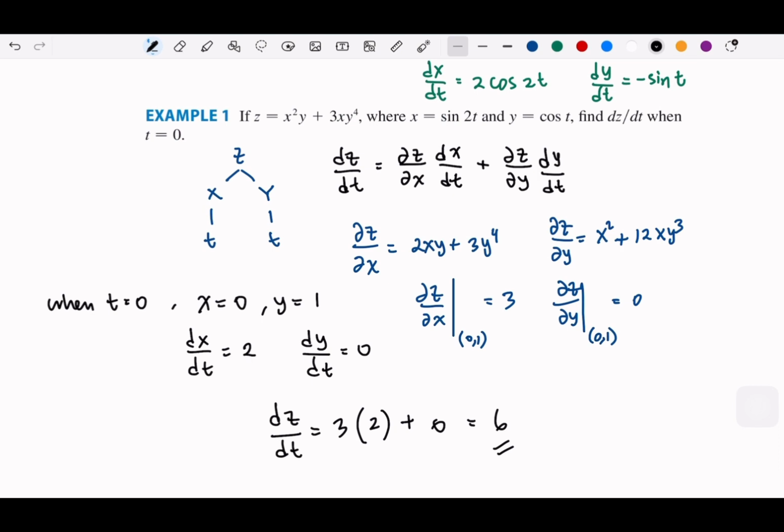Very typical standard questions for chain rule formulations. You have the function of two variables, you have all the components of the links. What you need to do is compute everything, compute the partials, and then plug in t equals 0. Okay.